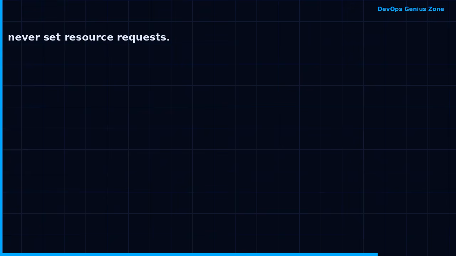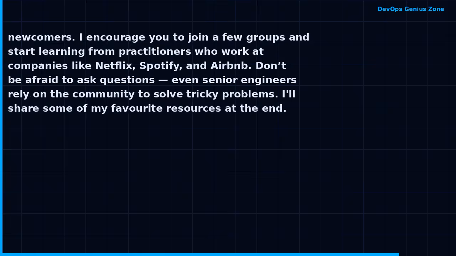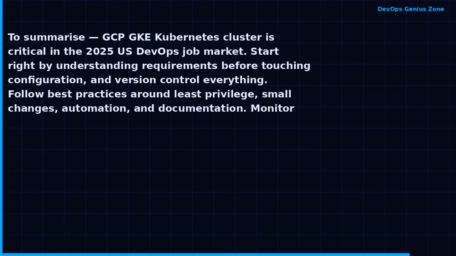The community around GCP GKE Kubernetes cluster is one of the most active in tech. There are dedicated Slack workspaces, Discord servers, local meetups, and global conferences like KubeCon, re:Invent, and HashiConf. The DevOps community in the US is incredibly welcoming and always willing to help newcomers. I encourage you to join a few groups and start learning from practitioners who work at companies like Netflix, Spotify, and Airbnb. Don't be afraid to ask questions, even senior engineers rely on the community to solve tricky problems. I'll share some of my favorite resources at the end.